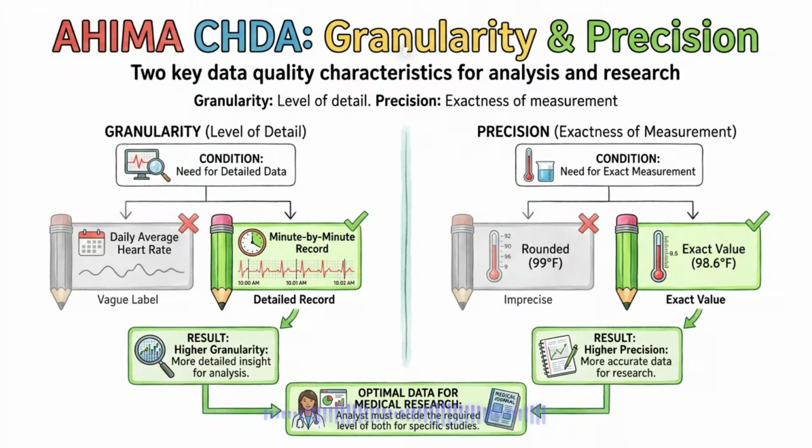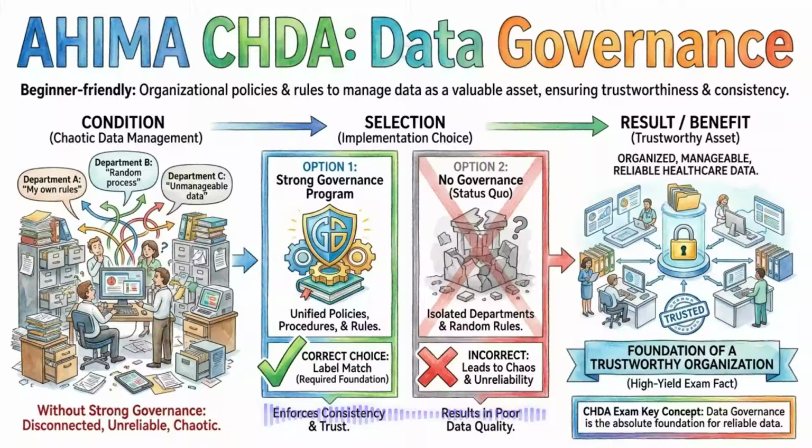Depending on the type of medical research being conducted, an analyst must carefully decide exactly how granular and precise the extracted data needs to be. Now that we understand quality, we must look at how hospitals enforce these rules through a formal structure called data governance.